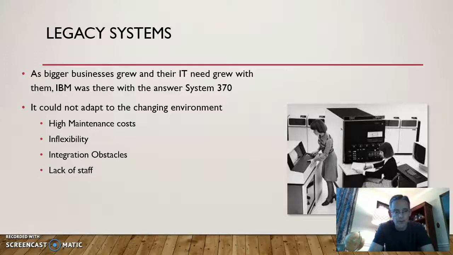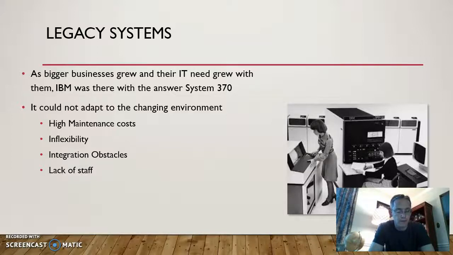Basically where we came from is legacy systems. As bigger businesses grew, IT needs grew, and the answer to all this stuff was the IBM 370. In the 60s and 70s, IBM came out and said, hey, we got this giant mainframe. This will adapt. This will do everything that you need from a programming standpoint: hire a bunch of analysts to get on the thing and program what the business needed.